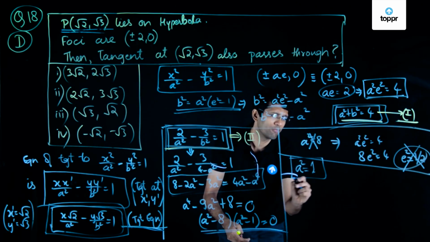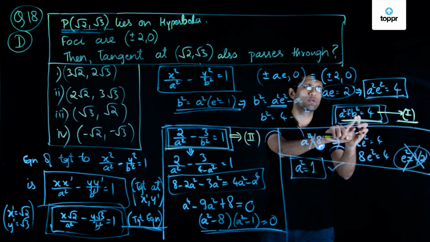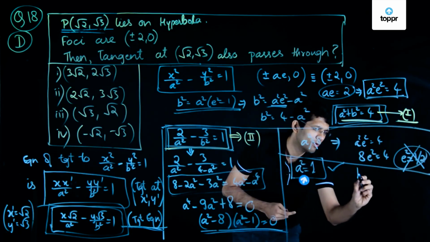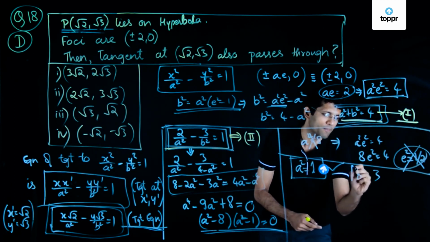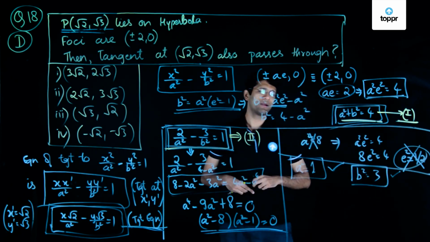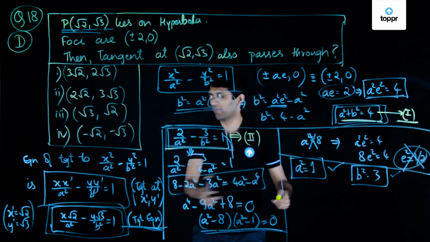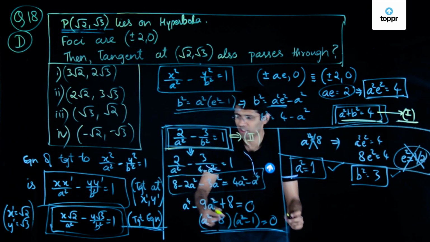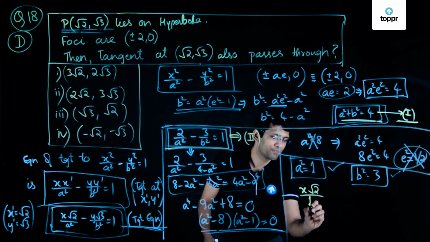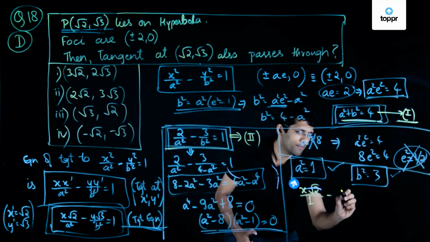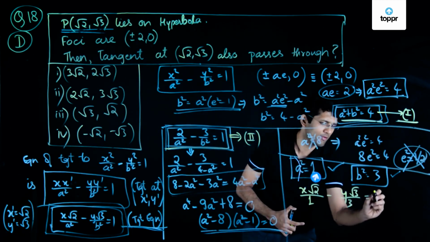So we've obtained the value of a square from this. Well, now because a square is equal to 1, we know the value of b square will be 3. Therefore, b square is equal to 3 because a square plus b square equals 4. So if a square is 1, b square is 3. So this is another result that we obtained. Now the rest is pretty easy. We just have to substitute a square and b square in our equation of tangent. And so we get the equation of tangent as x root 2 upon a square, which is 1, minus y root 3 upon b square, which is 3, equated to 1.